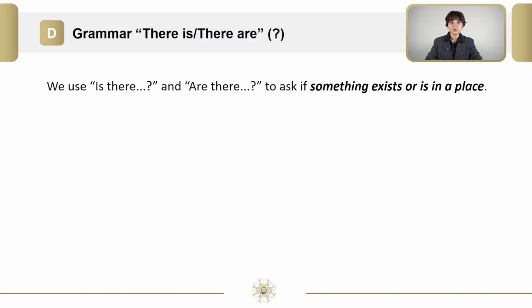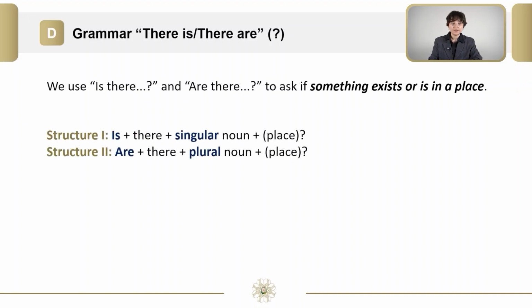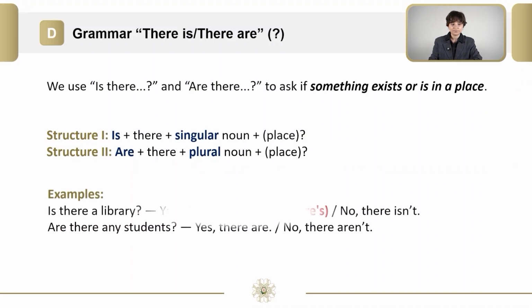Now let's talk about there is, there are in questions. We use is there and are there to ask if something exists or is in a place. Structure 1 is: is plus there plus singular noun plus place and question mark. Structure 2 is: are plus there plus plural noun plus place and question mark.